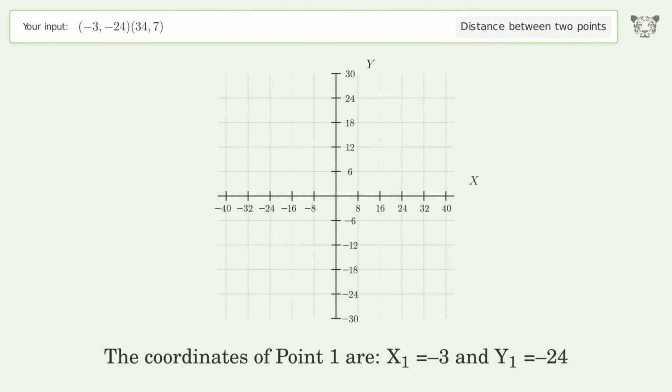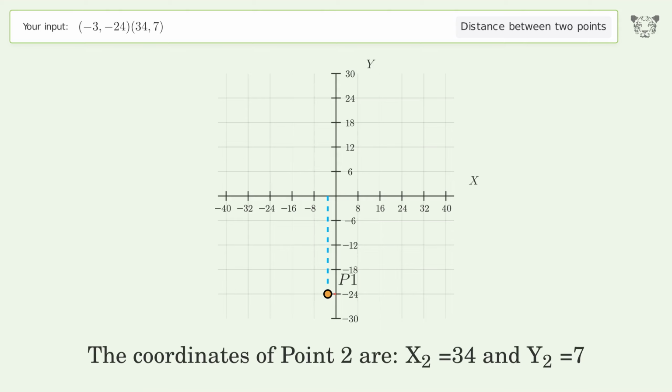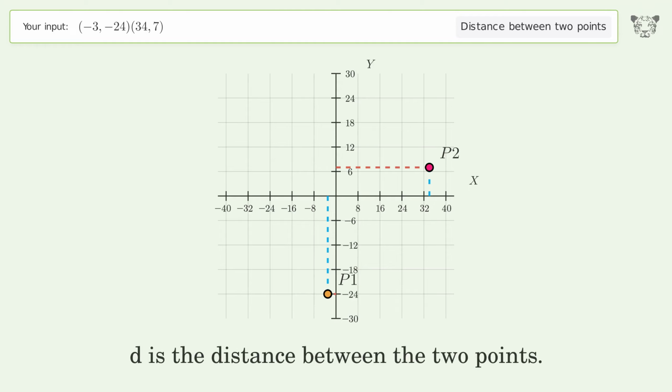The coordinates of point 1 are x1 equals -3 and y1 equals -24. The coordinates of point 2 are x2 equals 34 and y2 equals 7. D is the distance between the 2 points.